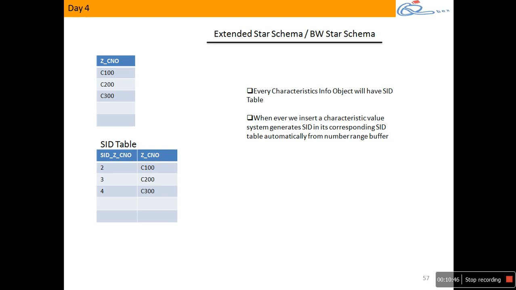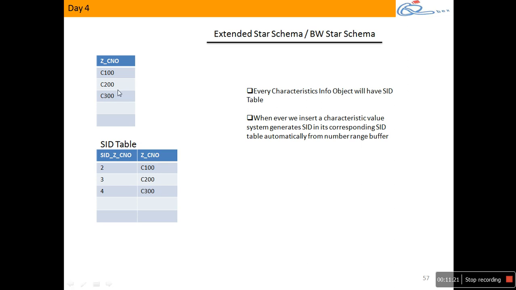Whenever you create a characteristic InfoObject, it automatically creates one table in the backend called the SID table. Every characteristic InfoObject will have its own SID table. For example, if I create a characteristic called customer, it will create one SID table for it. If I create a characteristic InfoObject called product, it will have one SID table automatically created by the system. You don't create it. You just create a characteristic InfoObject and the system creates the SID table automatically.